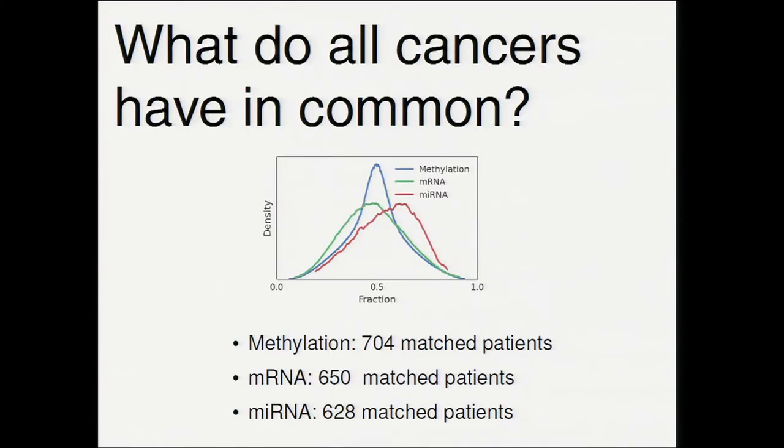So we can apply this across the methylation data, the mRNA data, and the microRNA data. You can see that we get a full profile. 50% is our random model. Immediately, you can see a skew of microRNAs. So this data tells us that microRNAs tend to be overexpressed in this pan-cancer context.